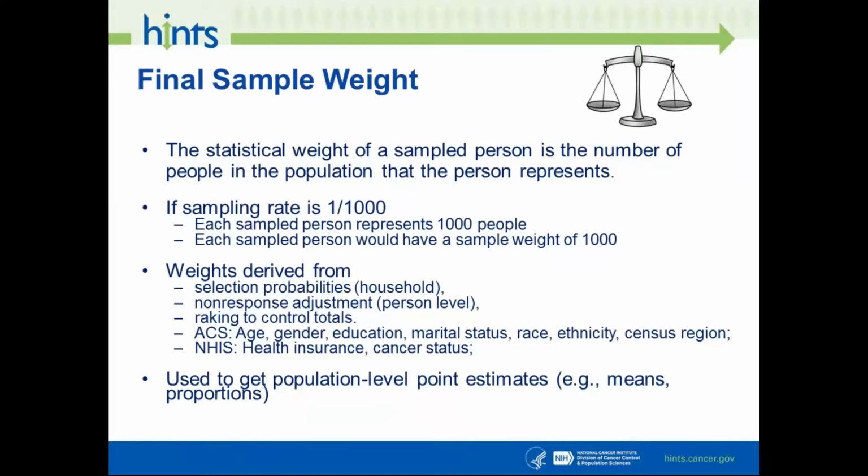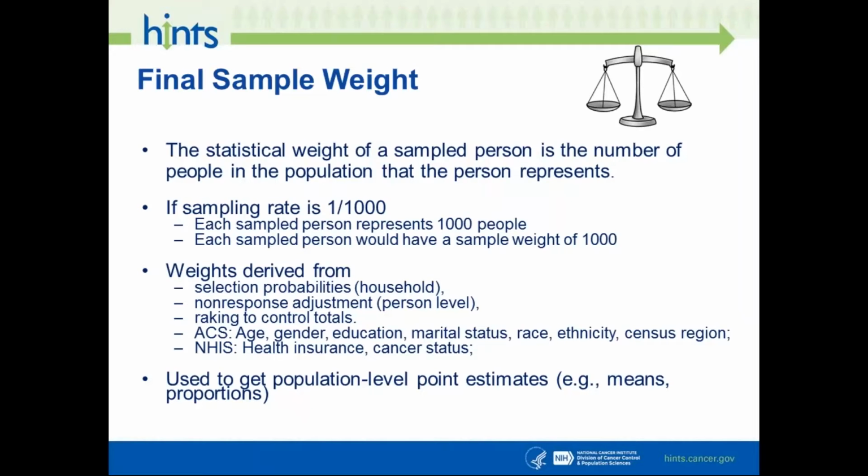Okay, how are weights derived? They're actually derived from several things. We talked a little about the selection probability. Because HINTS is a probability-based sample, we know the probability of someone being sampled. Again, that's why we can actually create the weights, which is really cool. So you have selection probabilities, and then you have to do some adjustments. One of them is a non-response adjustment.